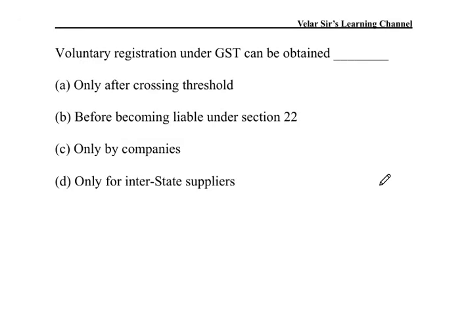The next MCQ: voluntary registration under GST can be obtained dash. The options are given. First option, only after crossing the threshold limit.